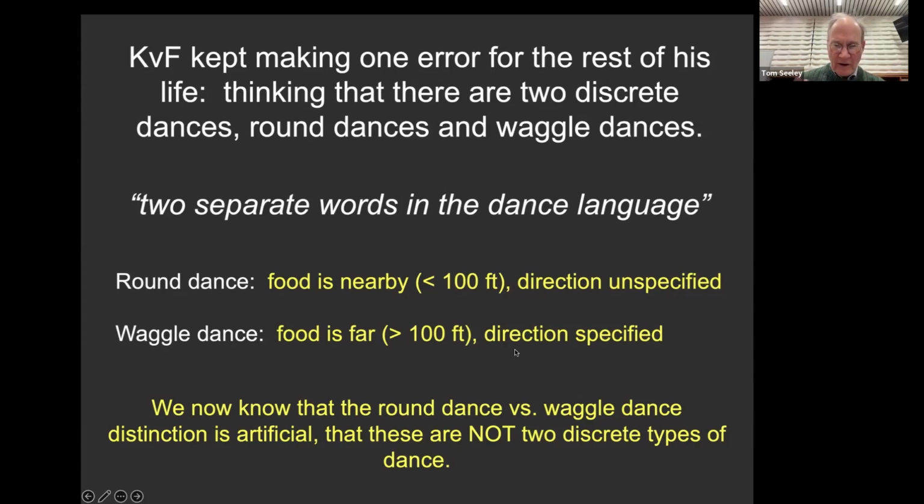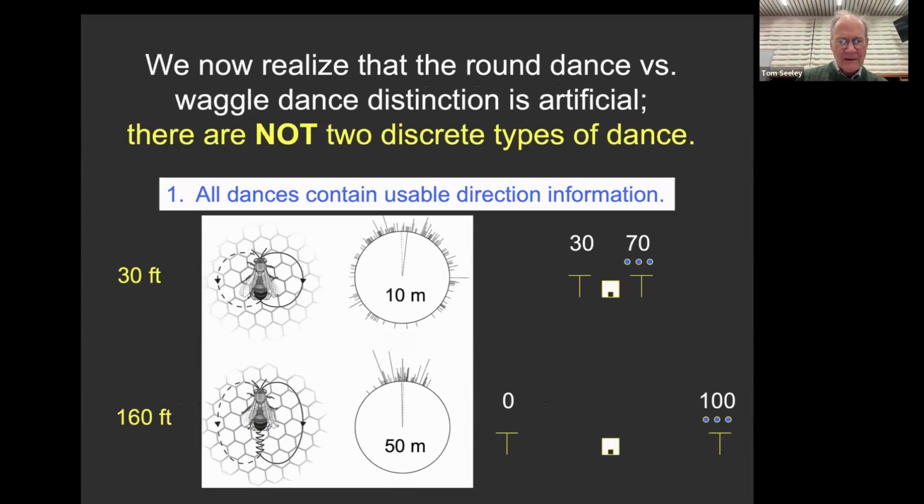But we now know that this distinction between the round dance and the waggle dance is artificial. I mean, they do look different, but they don't have different functions. These are not two functionally discrete dances. They're both recruitment dances to food sources. And we know this from one of the experiments that I did, where I had trained bees out to feeding stations. Here's the layout of the experiment. The hive is here, and I put up two little feeding stations. One of them has food, one doesn't.